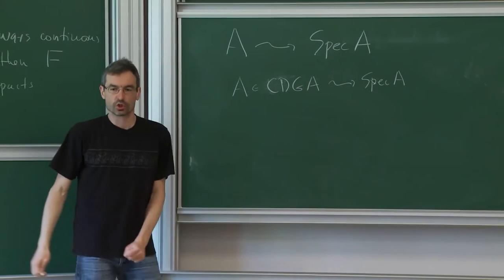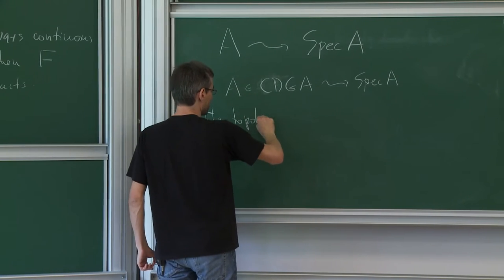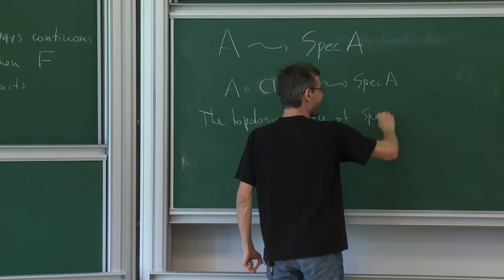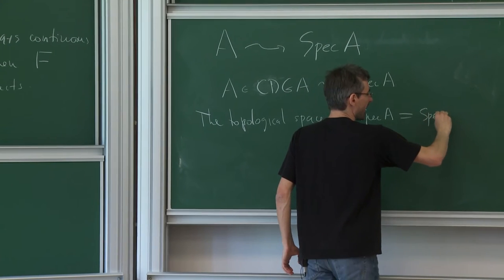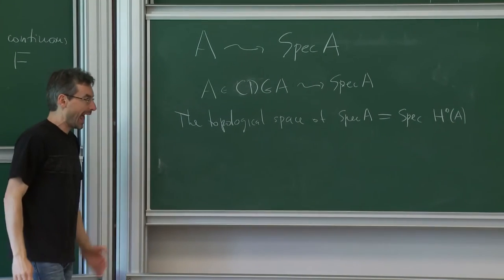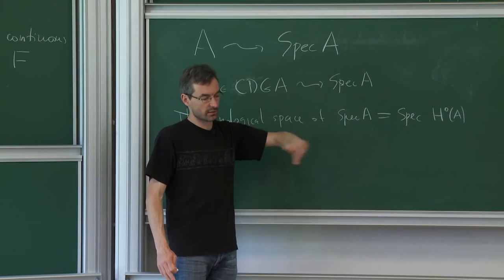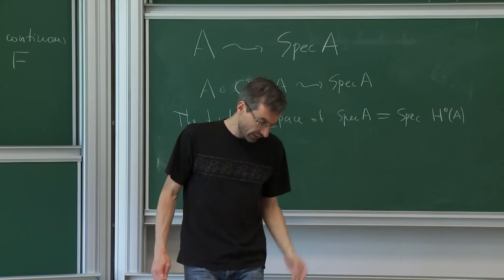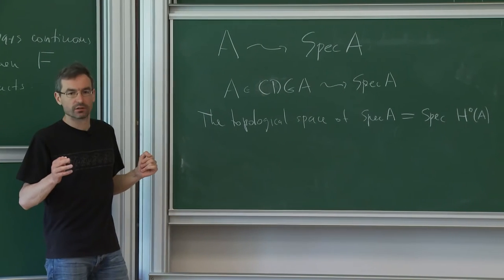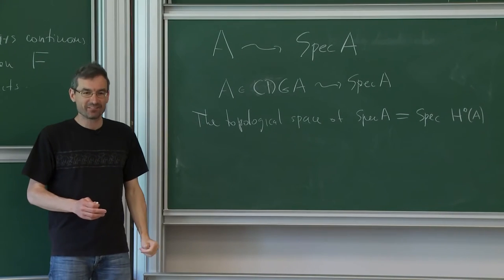So you can ask, what is the topological space of Spec A? It is exactly the same as the topological space of its zeroth, i.e. top cohomology. It's like schemes versus varieties. The nilpotents don't matter for your topological space, and you really should think of this A as some enhanced nilpotence. Maybe you can, it's like in the army, all this CDGA, you cannot write it.